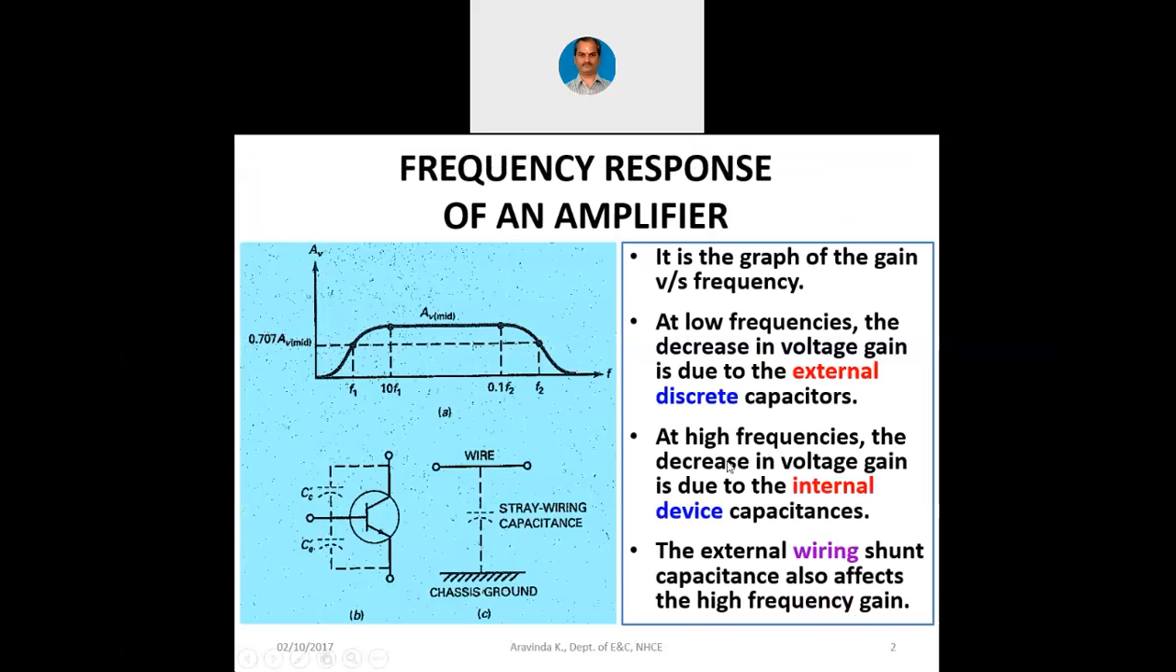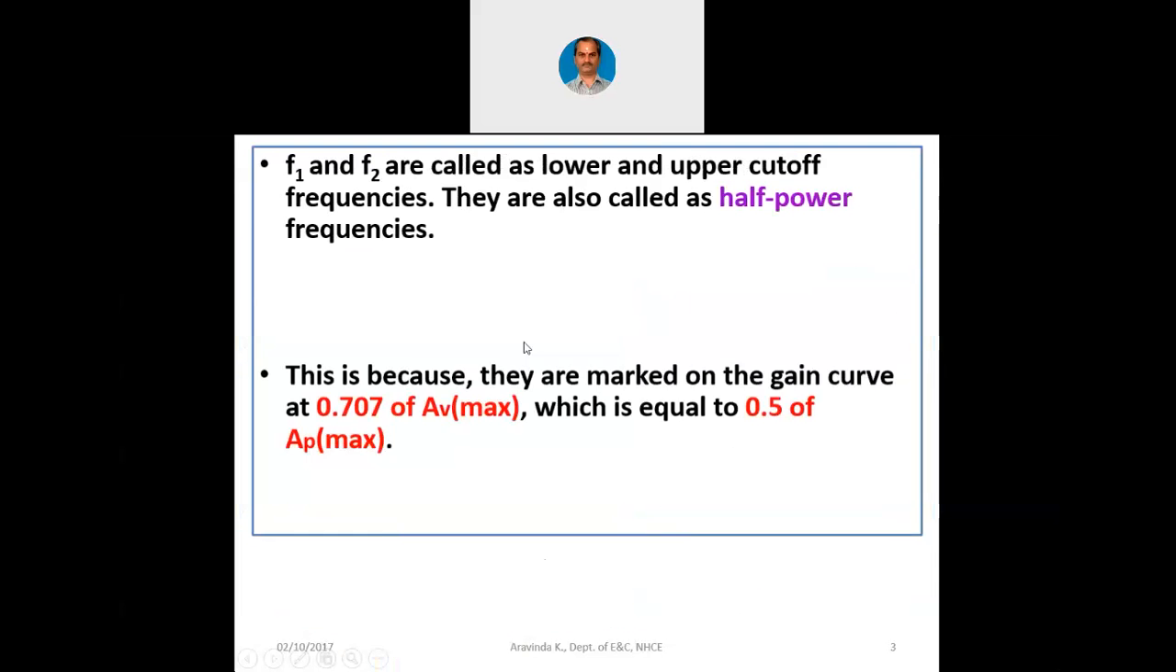Let me go back to the first slide here. You can see here this 10 F1 and 0.1 F2, after which the curve becomes almost non-linear. In between 10 F1 and 0.1 F2, the curve is linear. So that way, this is a very safe region where we can operate the amplifier without any reduction in the gain. That is why in general, in between 10 F1 and 0.1 F2 is considered as the midband region.